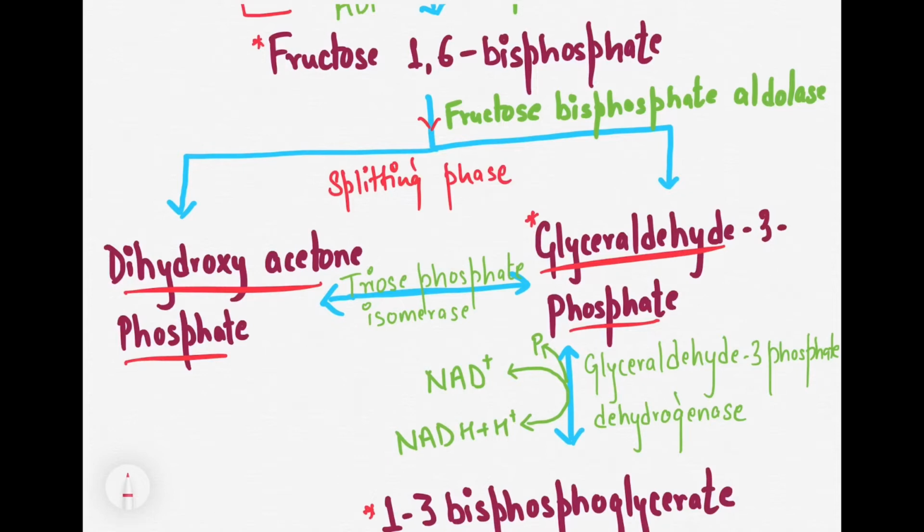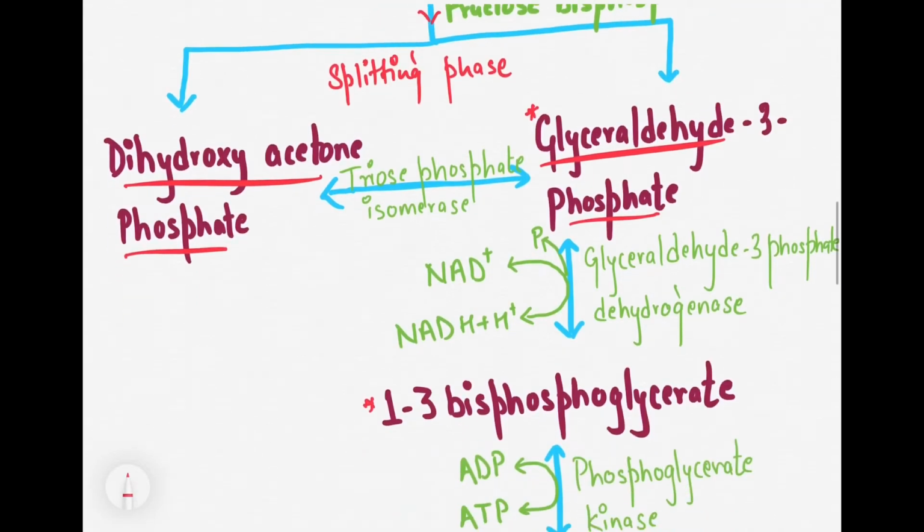So one glucose molecule gives us 2 triose sugars which undergo the energy generation phase to give 2 NADH and 4 ATP molecules individually. These 2 triose sugars are in equilibrium by the action of phosphotriose isomerase or triose phosphate isomerase. However, glyceraldehyde 3-phosphate is continuously utilized in the next step. Hence, dihydroxyacetone phosphate is continuously converted to glyceraldehyde 3-phosphate to maintain the equilibrium.